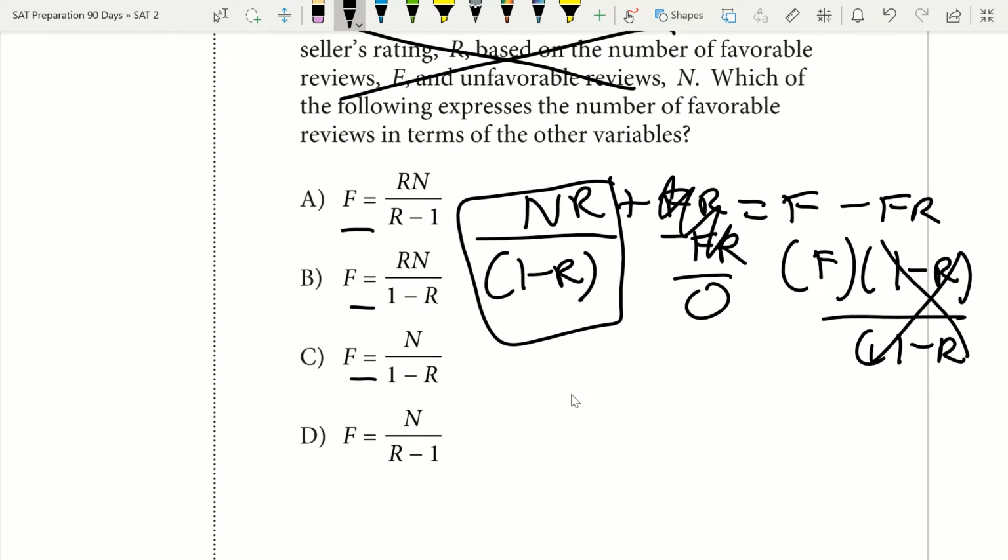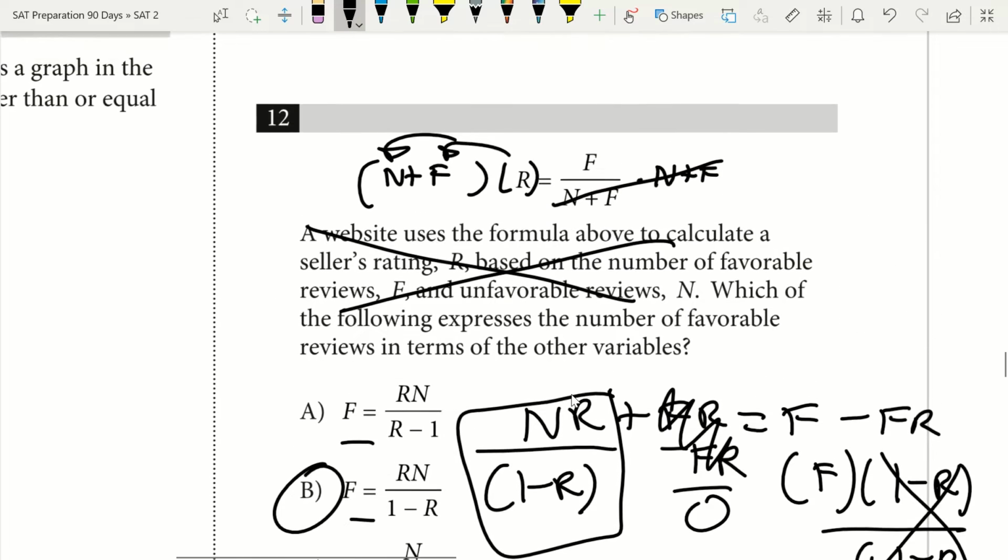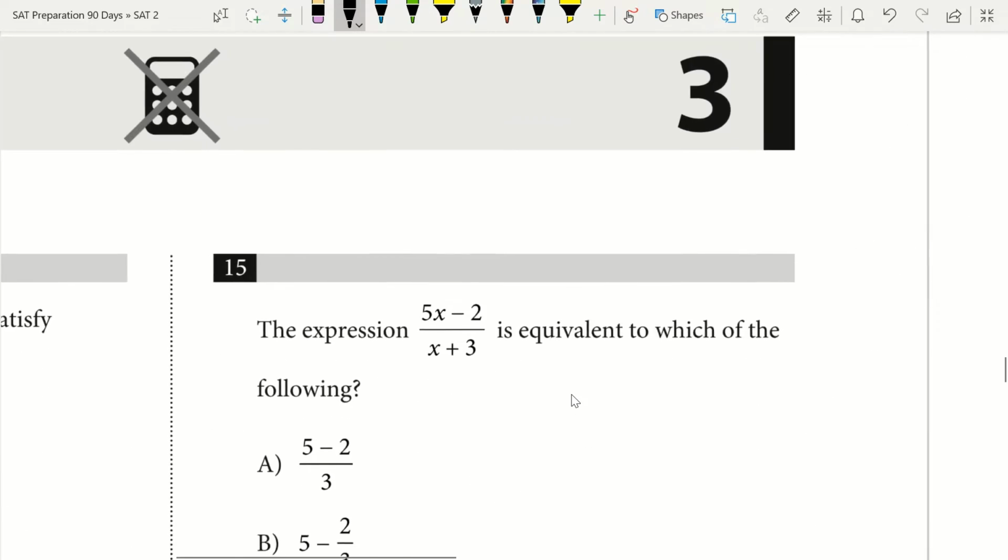I see that that's going to be right here. That's answer choice B for number 12. Okay, now we've got question 13.